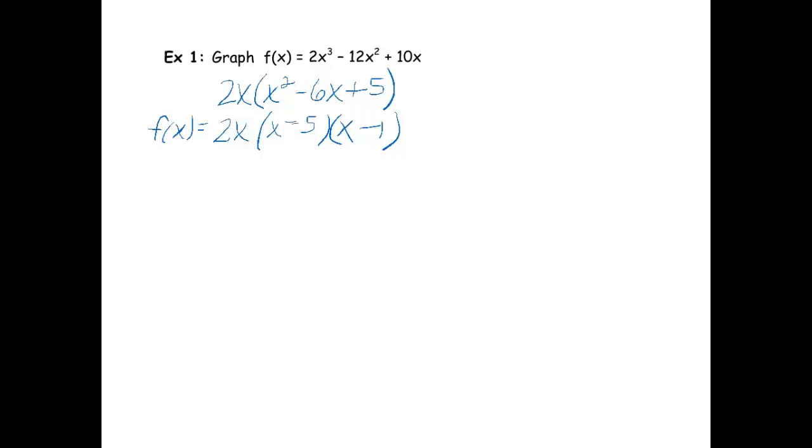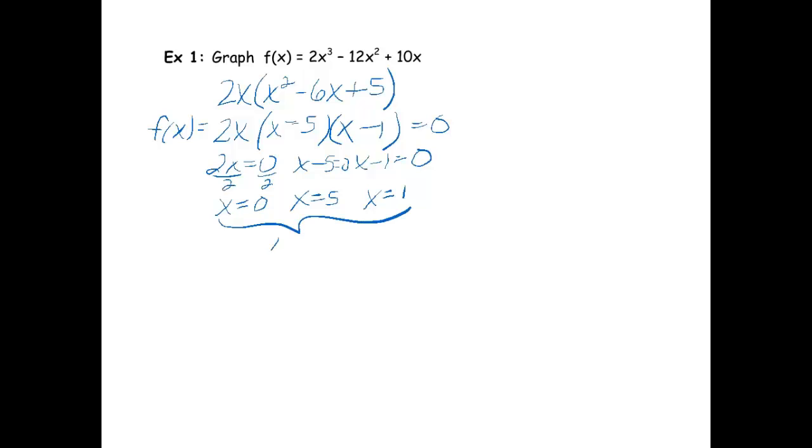That's really helpful, because if I set this equal to 0, that would mean that each of these factors can get set equal to 0. One of them has to equal 0. And then if we solve, we'll see that x equals 0, x equals 5, and x equals 1. That means that we have 3 x-intercepts, we've called those zeros, on our graph.